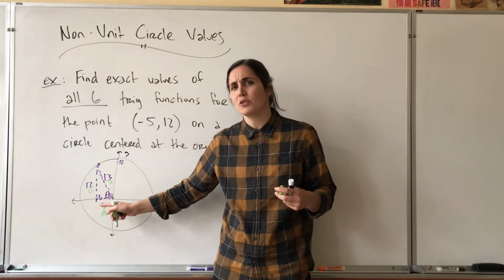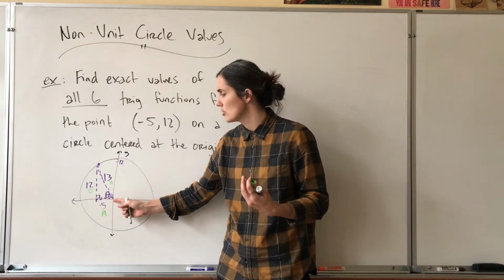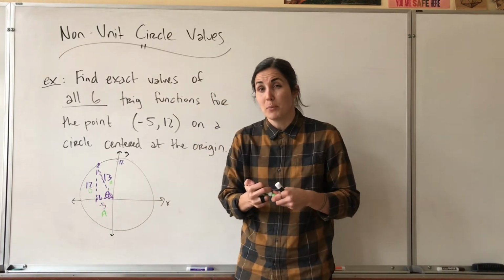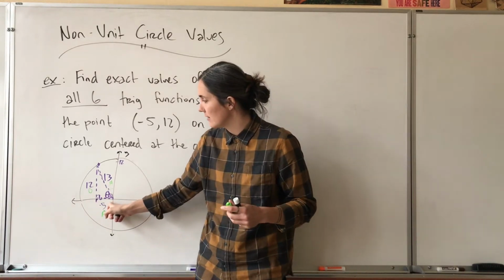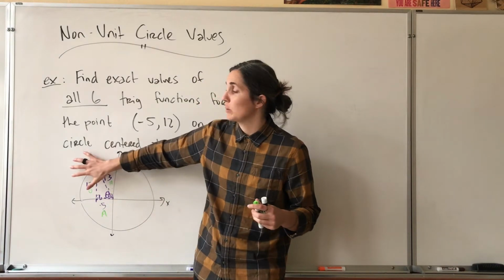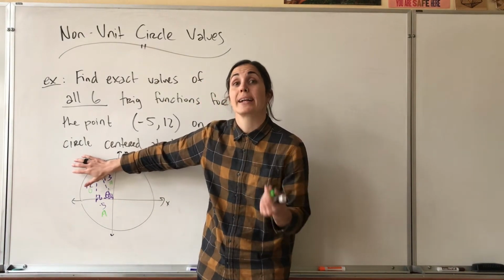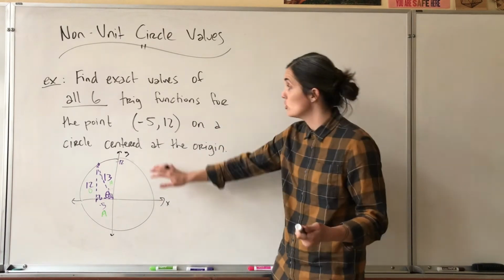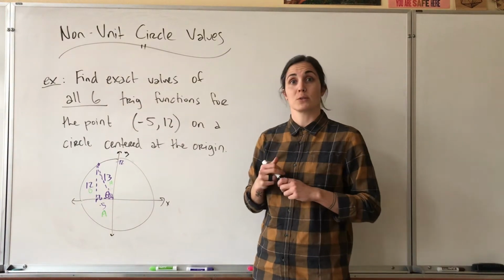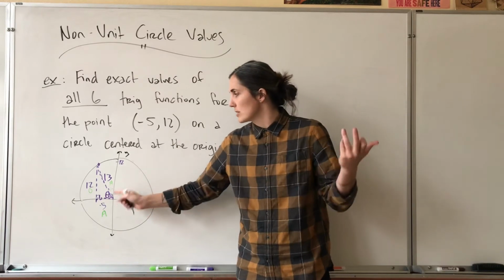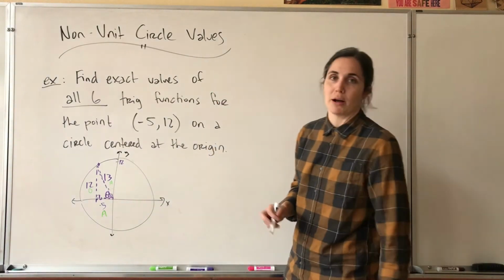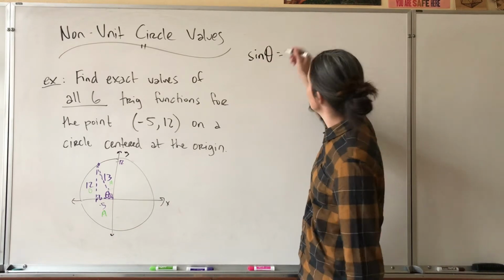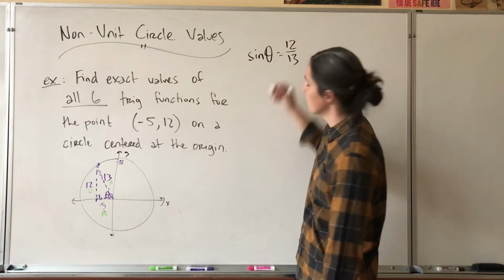Now, be careful with this -5. We, of course, know you can't actually have a negative length, but we do need to keep in mind that the x is negative when we're in quadrant 2, that the cosine is negative when we're in quadrant 2. And we'll take a look at how that plays into finding our trig values. Of course, we know sine is opposite over hypotenuse. So the sine of our angle is simply 12 over 13.